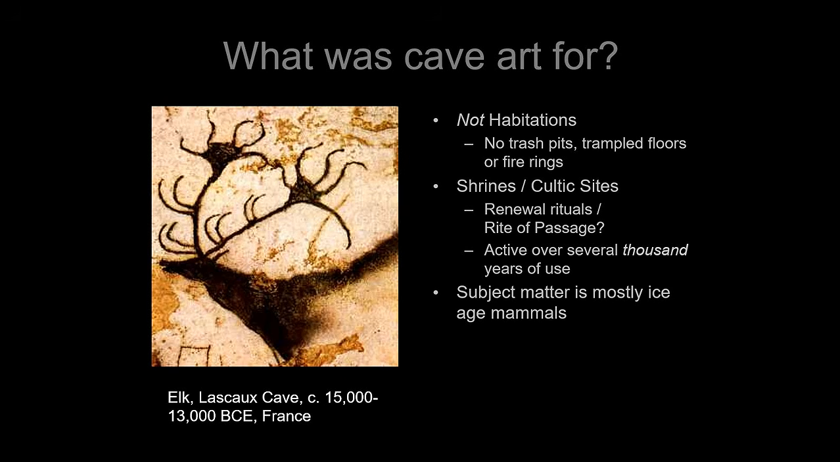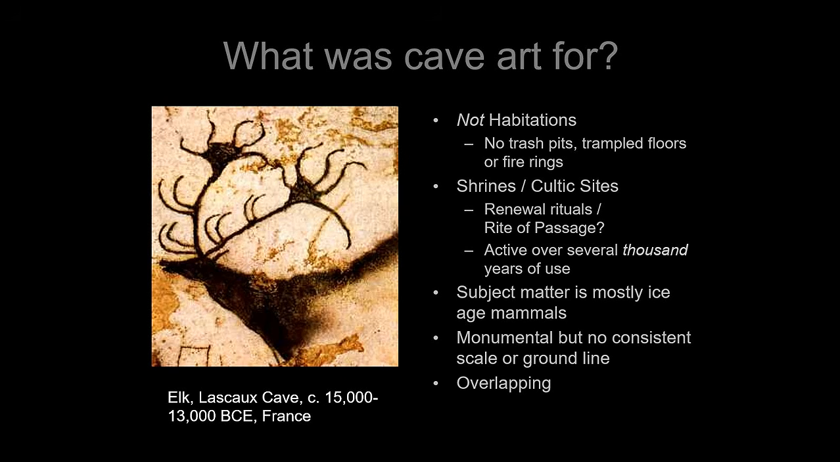The subject matter is mostly Ice Age mammals, although there are a few variations like the great auks. And it seems that they are painting the animals that they hunt. There's a monumental scale, in that most of these are very large, but there's no consistent scale. Some are painted 20 feet or 30 feet wide, much larger than the actual animal. Some are painted a little bit less than life size, and they're not consistent.